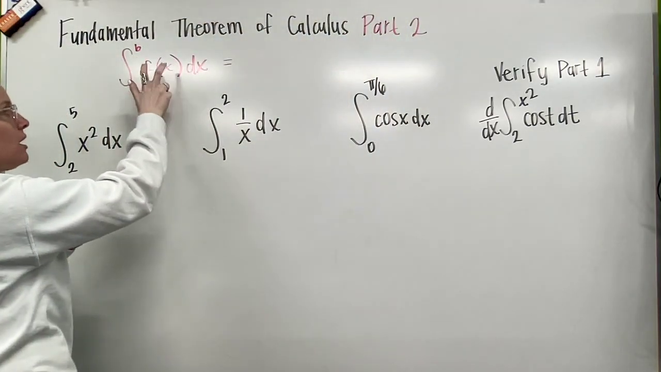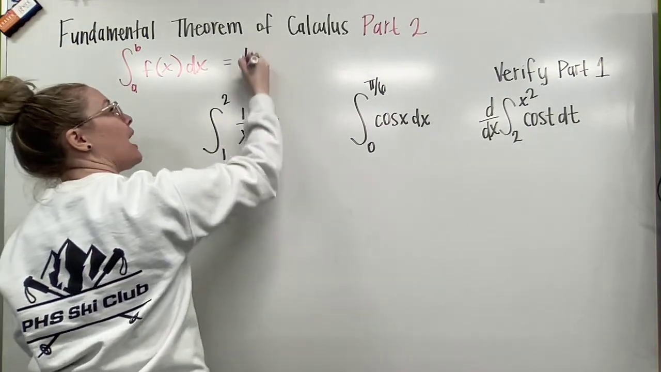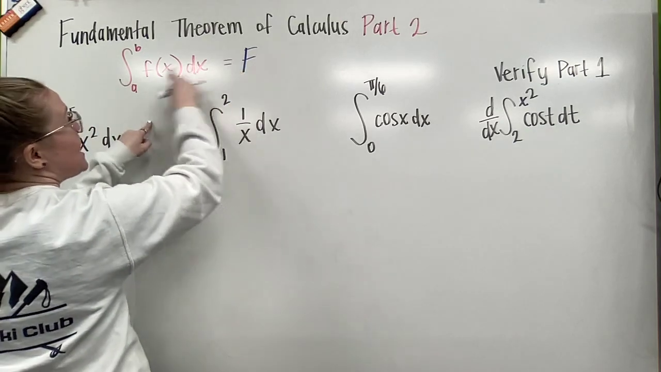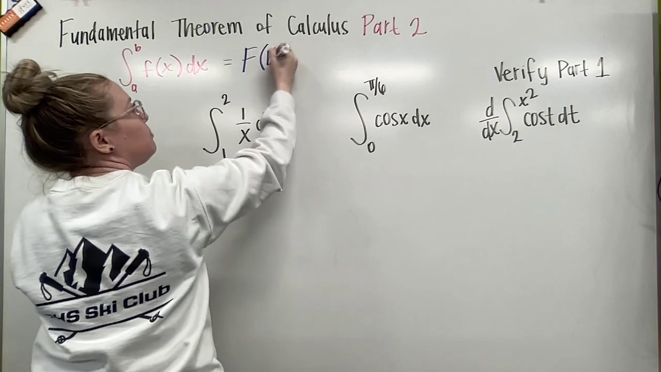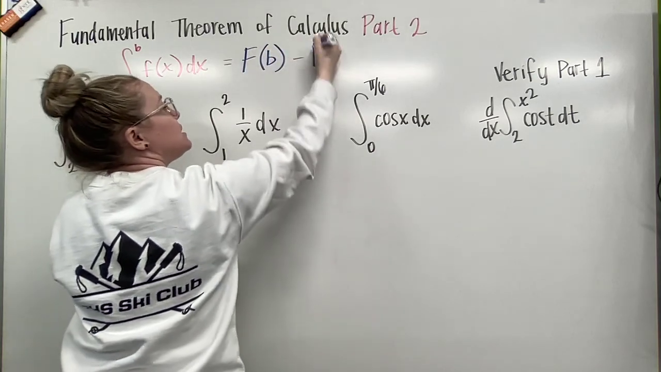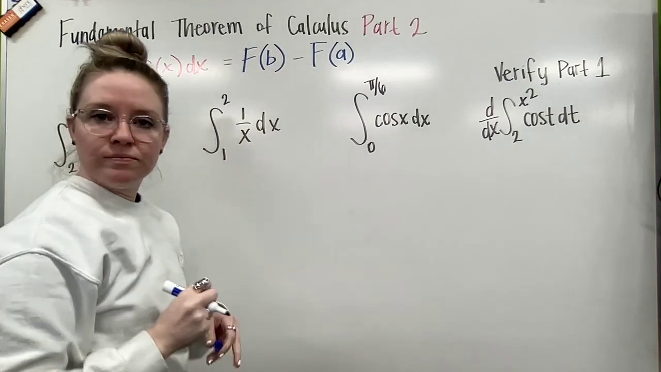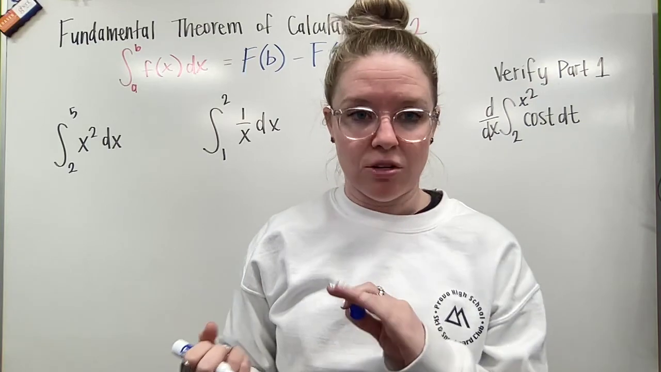So if you remember, when we were doing the antiderivatives, we called it a capital F of x. So I'm going to take the antiderivative of f, which is capital F. I'm going to plug in b, and I'm going to do the same, plug in a, and I'm going to subtract those two. And that's how we evaluate our definite integral.